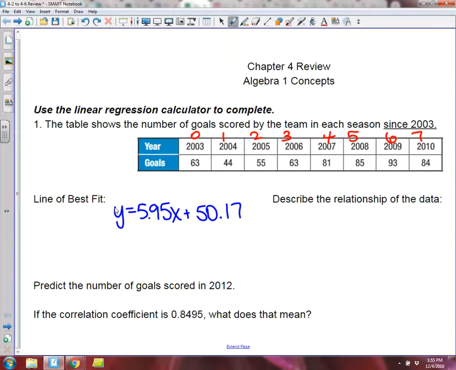Look at your data. What's the relationship? Positive, negative, or none? Positive. And describe for me what that means in this situation. Perfect. As years go by, the goals increase. Yep. Either years pass or years go by.